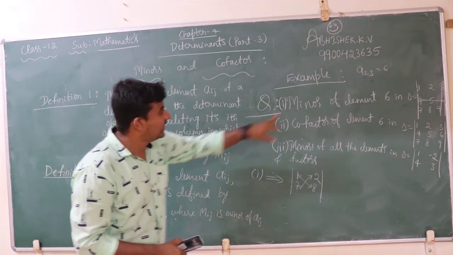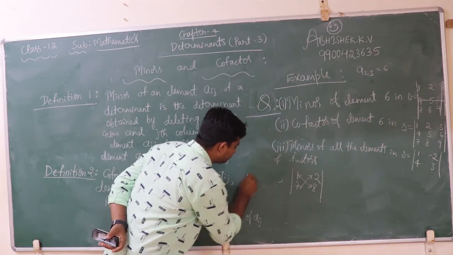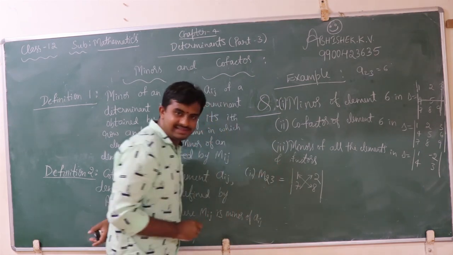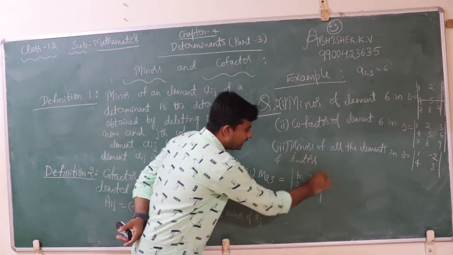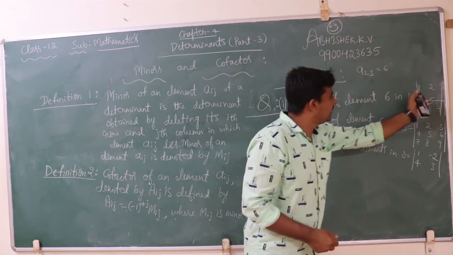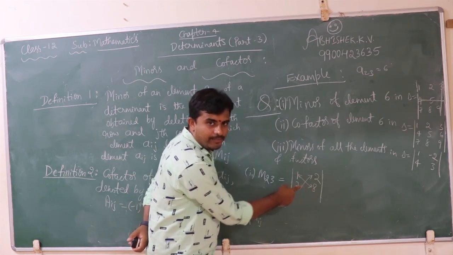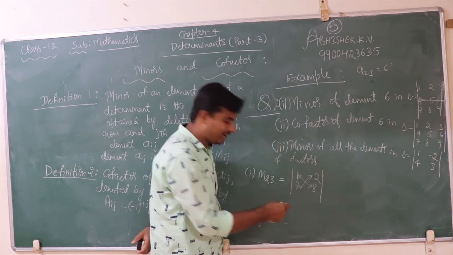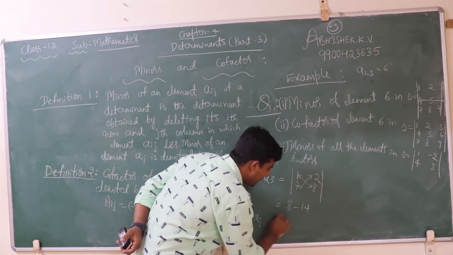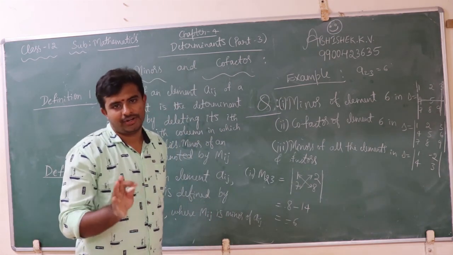The minor of this determinant is denoted by Mij. What is i here? i is 2, j is 3. Therefore, M23 is equal to the determinant after deleting the second row, third column. We are remaining with 1, 2, 7, 8. We already know the product of diagonal elements: 1 times 8 is 8, minus 7 times 2 is 14. This is equal to minus 6. That's all. I hope you are getting it.